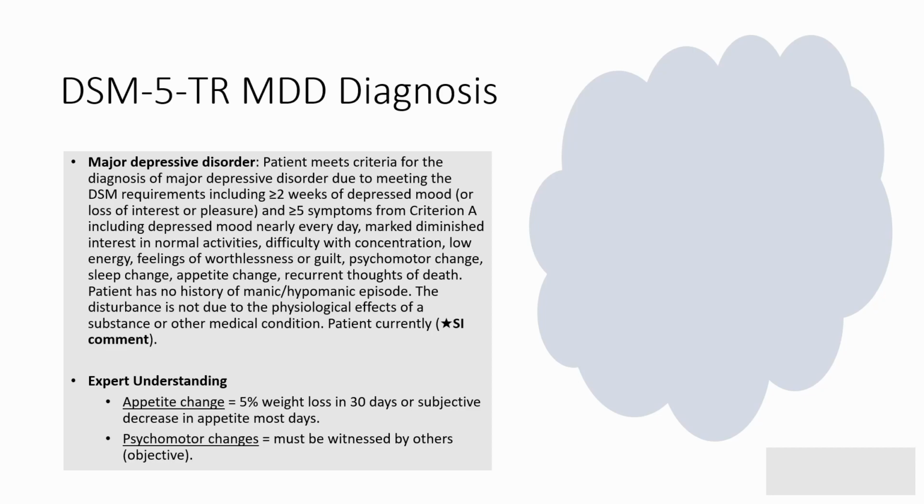Appetite can be patient-reported or objectively measured as greater than or equal to 5% weight loss in 30 days. Psychomotor changes should be objective and observable by the interviewer and documented in your mental status exam.